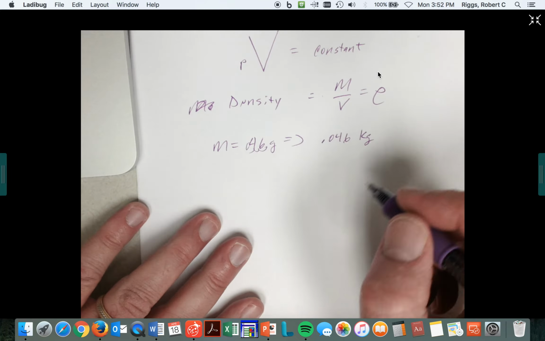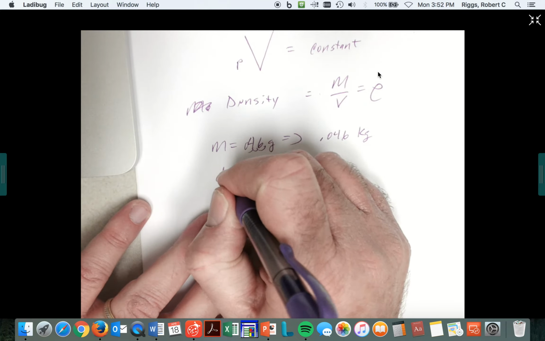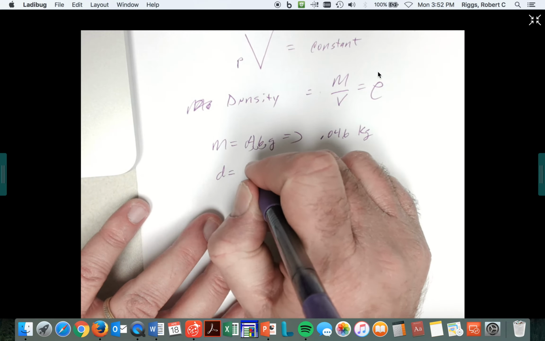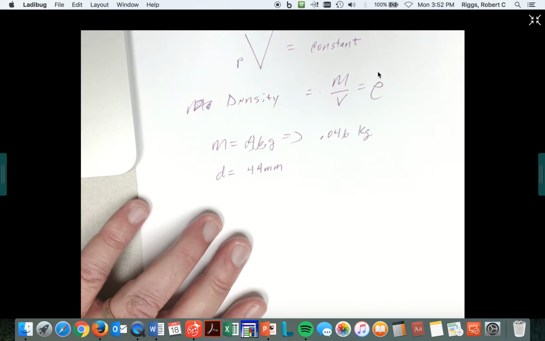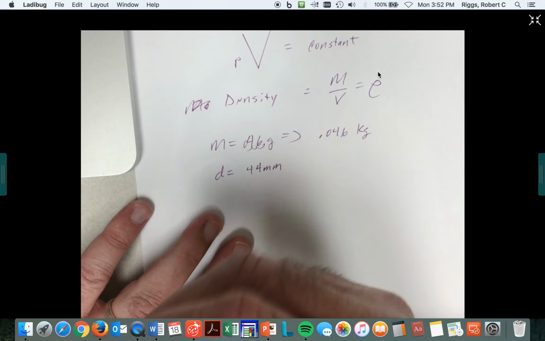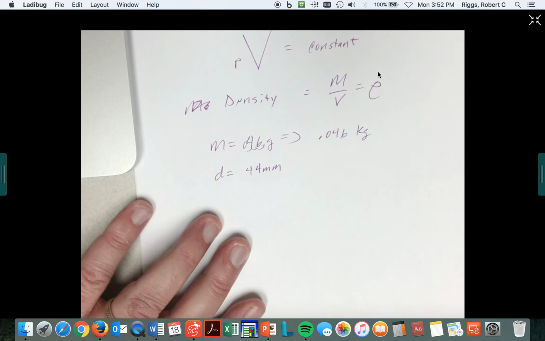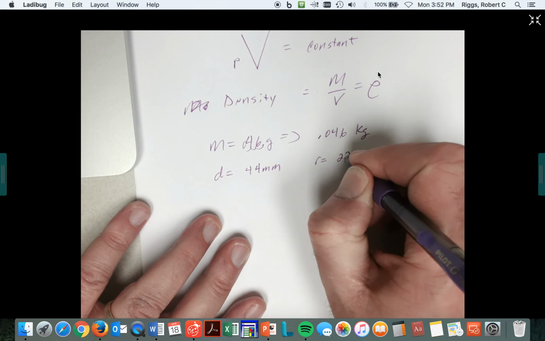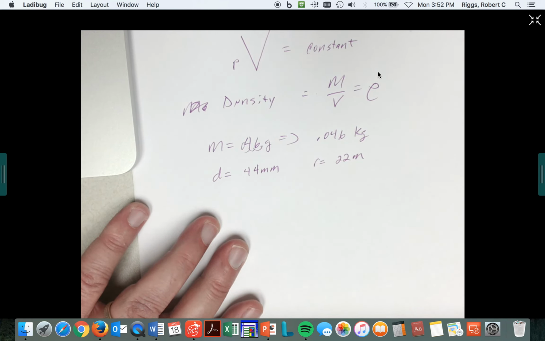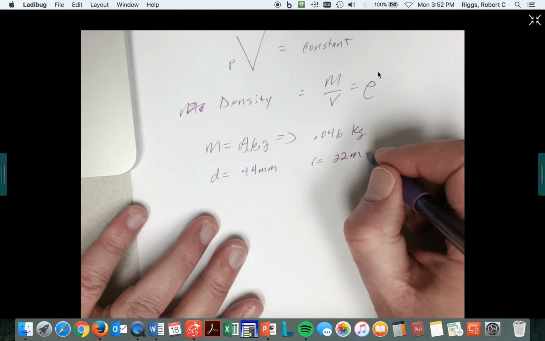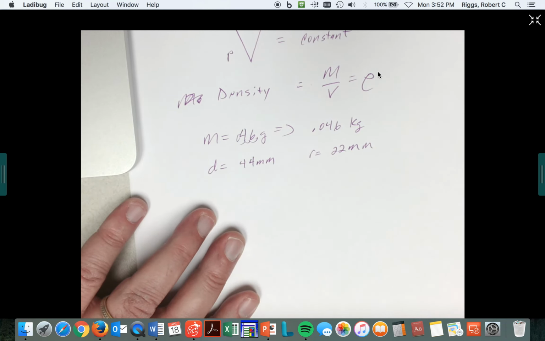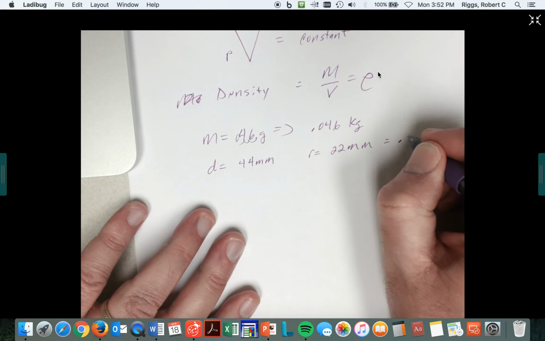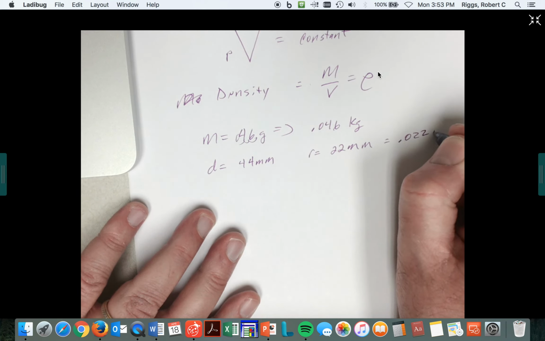All right. So anyways, 0.046 kilograms. The diameter of it, I forgot what it was now. Oh, we're going to go with 44 millimeters. I don't remember what it says. Something like that, because both of them were 40 something. So 44 millimeters, and so that means the radius is 22 millimeters. And millimeters, not 22 meters. That'd be a hell of a golf ball. That is equal to 0.022 meters.